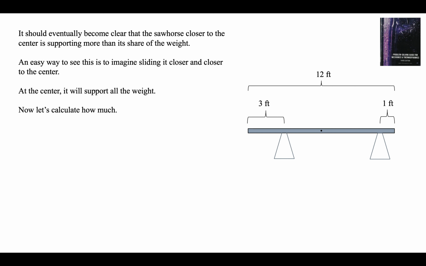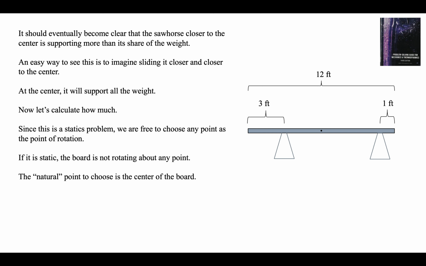So let's calculate how much this sawhorse is pushing up on the plank and how much this sawhorse is pushing up on the plank. Let's get quantitative. It's a statics problem. Nothing is happening. There is no particular point of rotation. We can pick any point we want as the point of rotation. It's not rotating about any point.